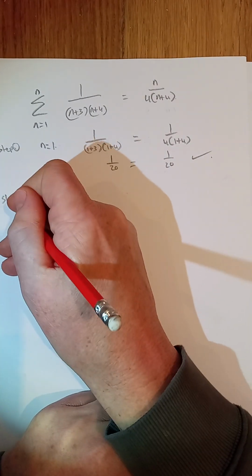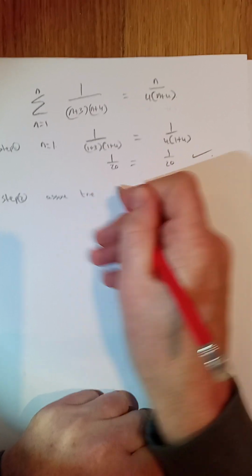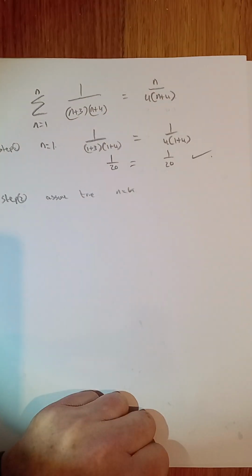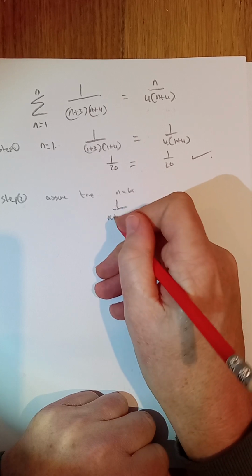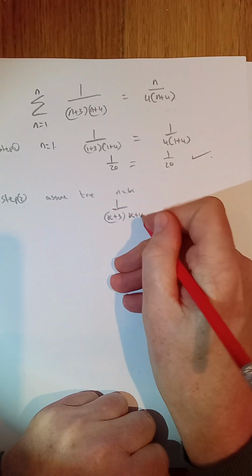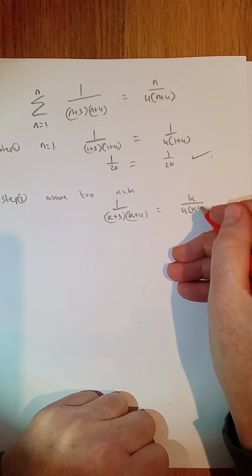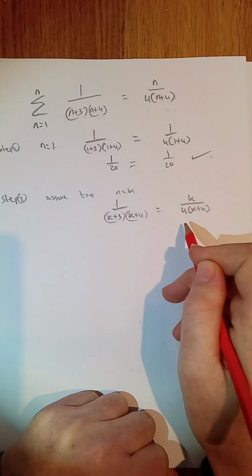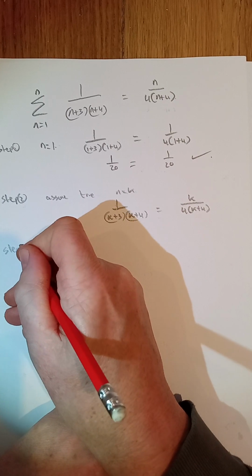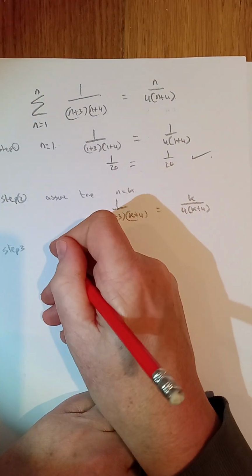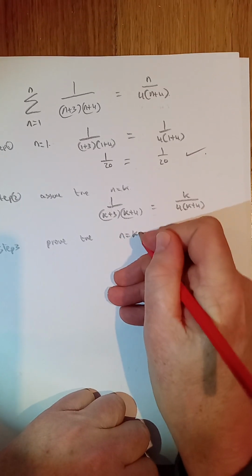Okay, let's assume it's true. Let's assume it's true for n equals k. So that would be 1 over k plus 3, and k plus 4 is equal to k over 4 on k plus 4. So we're going to assume it's true for n equals k. Okay, and then step 3, we're going to prove it's true for n equal to k plus 1.